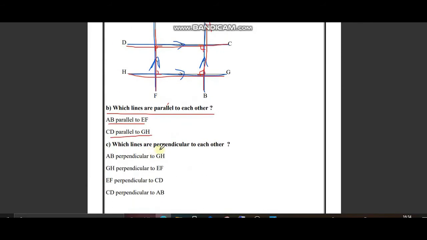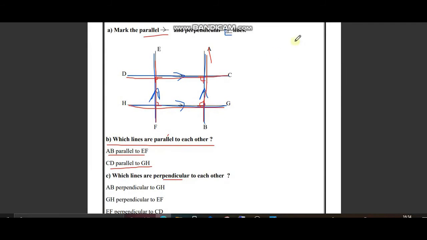Now part C, perpendicular. For perpendicular, we need very clear concepts. We have to write the line's name. For the first, if I check the AB line, then this corner makes a right angle. So which line is this? This is the GH line, so I have written GH line.